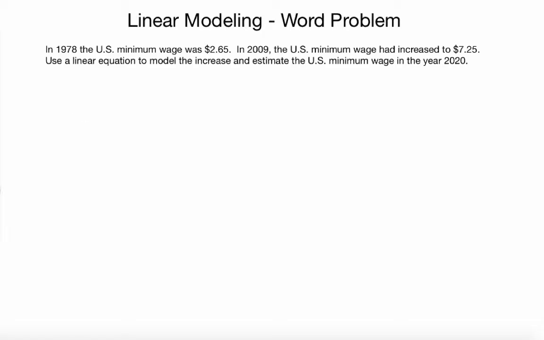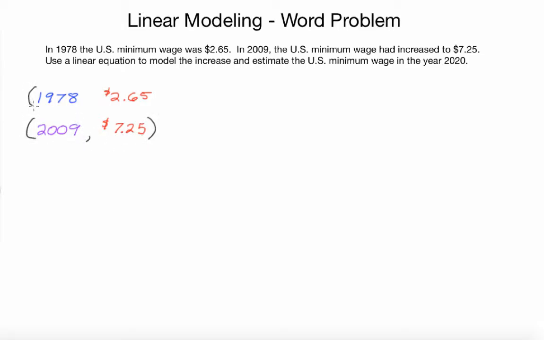We know that in 1978, the minimum wage was $2.65. We then know that in 2009, the minimum wage had increased to $7.25. Hopefully writing it out this way makes it look a little bit more obvious. We have our 2 points right here.